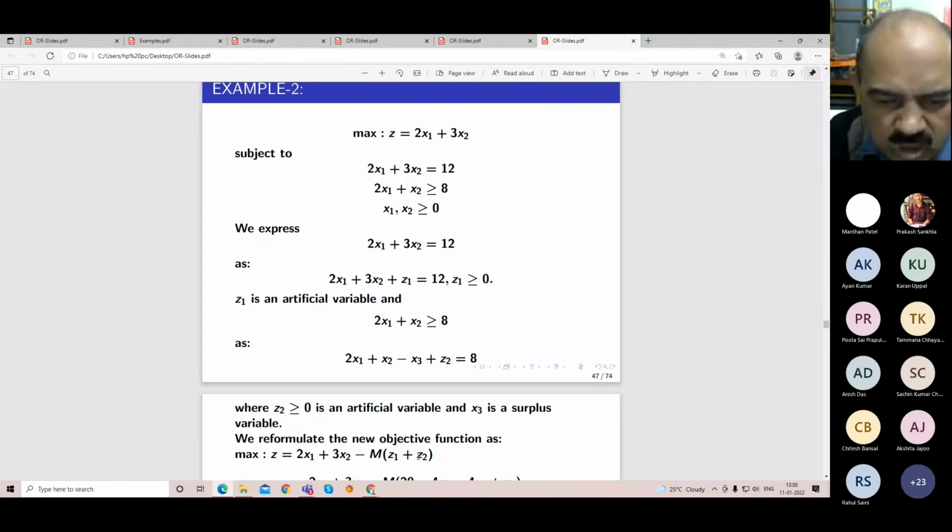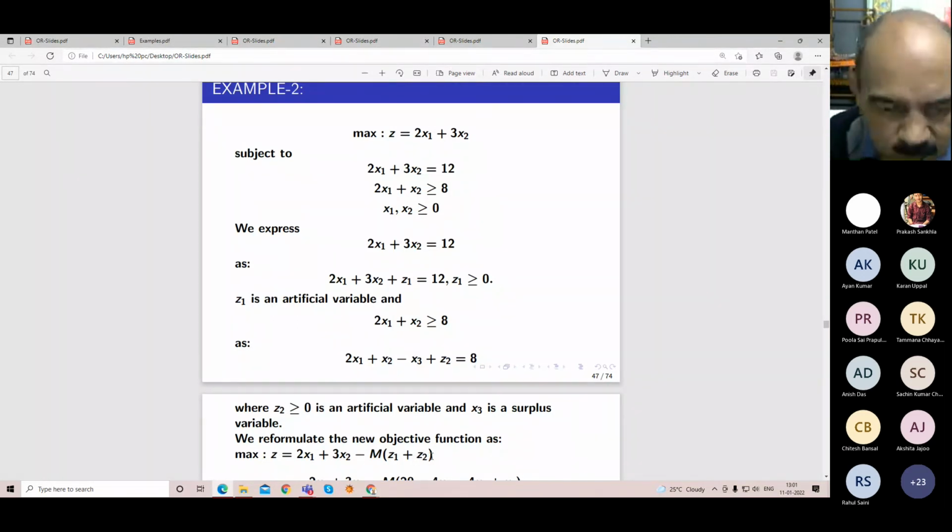So minus M times, M is a very large positive number, times 0.1 plus 0.2, which is 0.3. Minus M into 0.3 is also a very huge number. That big number should be subtracted from the objective function. Once it is subtracted, this will not be the optimum solution; it is something else. But if you can make z1, z2 0, then it is fine.